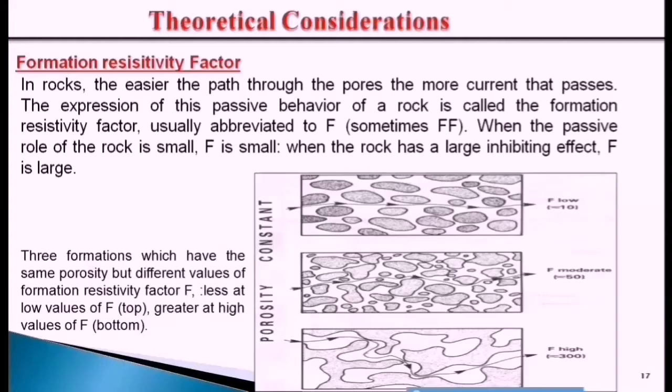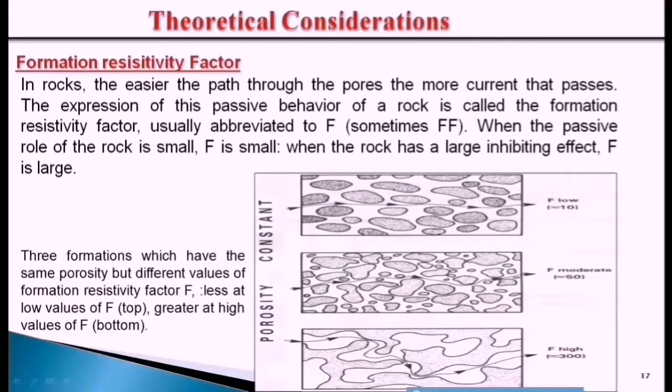So as we can see here, we have three different formations with the same porosity. In the formation at the top, we have good interconnection between the pore throats, so we have good permeability. The formation factor is low as the current passage is easy. When we go to a slightly more complicated path of the current in the next rock, we can see the formation factor is a little bit higher. And when we go here to a more complex pathway of the current, we will get a high formation factor. So the formation factor is obviously affected by the grain shape and the connection of the pore throats.